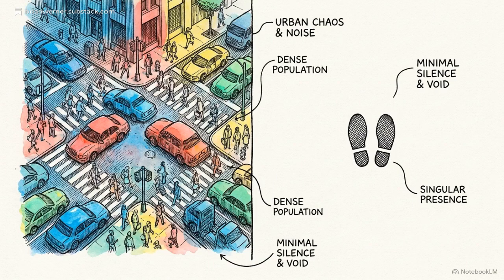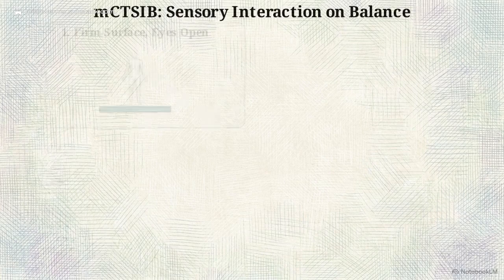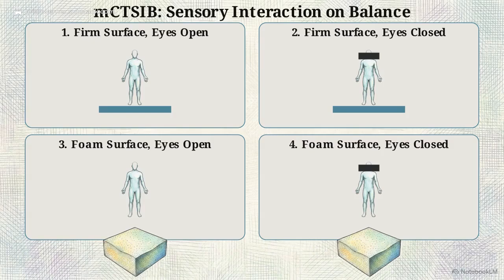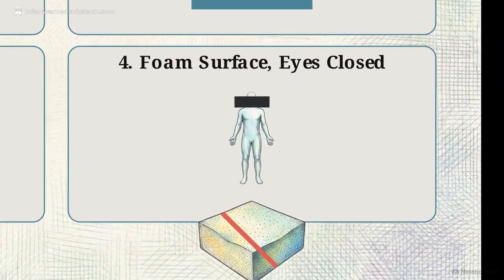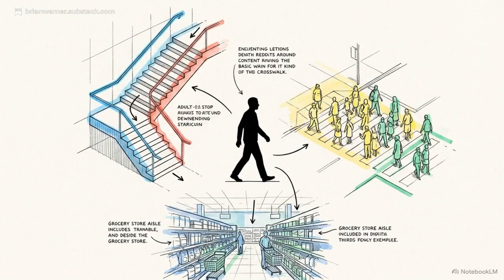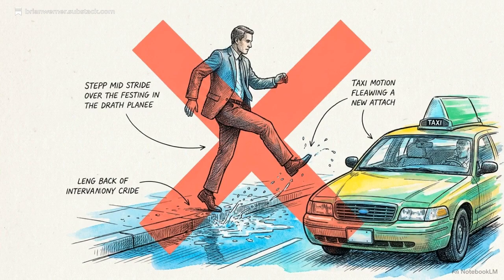most severe symptoms. The mCTSIB uses a four-part matrix: firm surface, eyes open; firm surface, eyes closed, then repeated on foam. In the final condition, foam removes foot feedback and closed eyes remove vision, forcing the body to rely entirely on the vestibular system. In clinical psychometrics, a test must possess ecological validity, the ability to predict a patient's performance in real-life situations. The mCTSIB fails this.